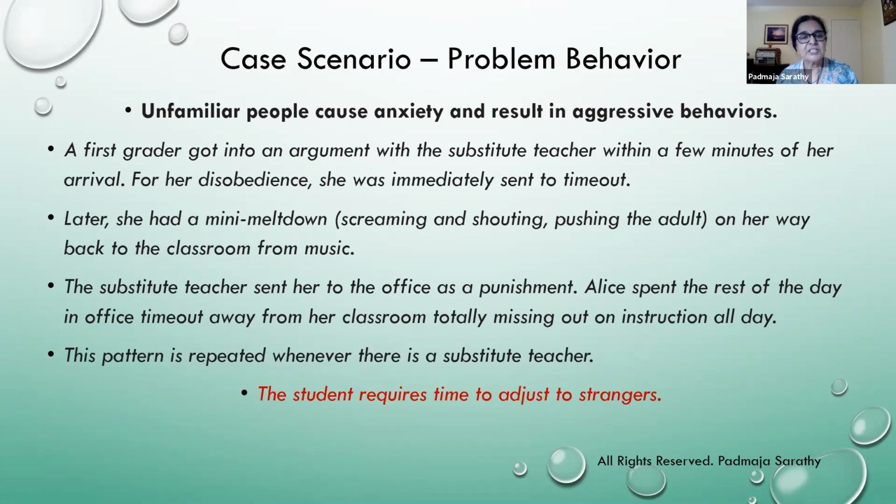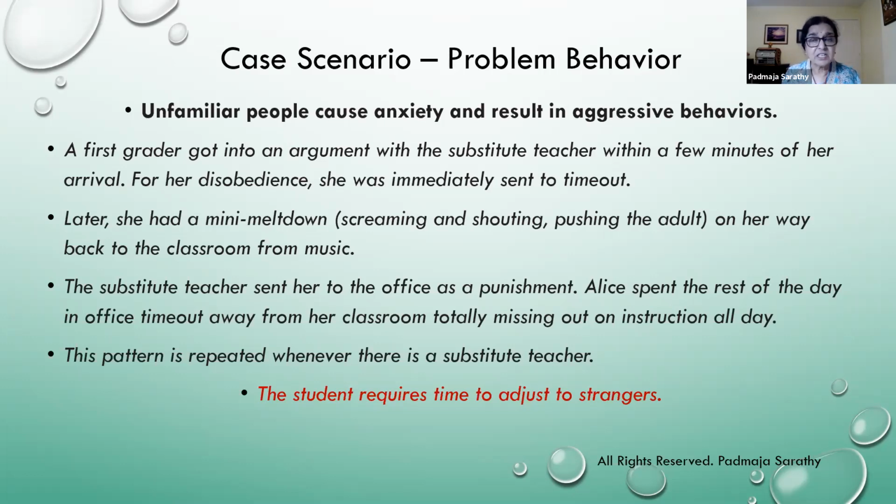Later that day, she had a little bit of a meltdown. She was screaming and shouting and pushing the adult on her way back from music class. And the substitute teacher couldn't tolerate that, and so she sent her to the office as a punishment. And Alice, this is the name of the girl, spent the rest of the day in office timeout. And when I say this is the name of the girl, it doesn't reflect any individual. It is just a name that I have given.